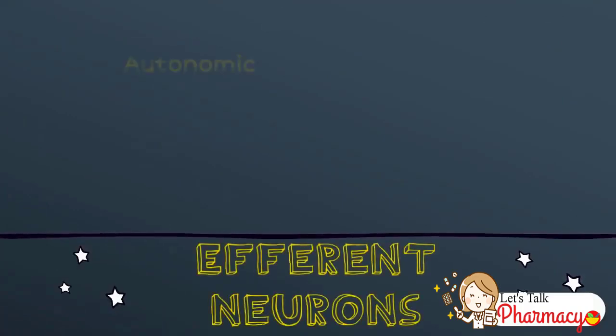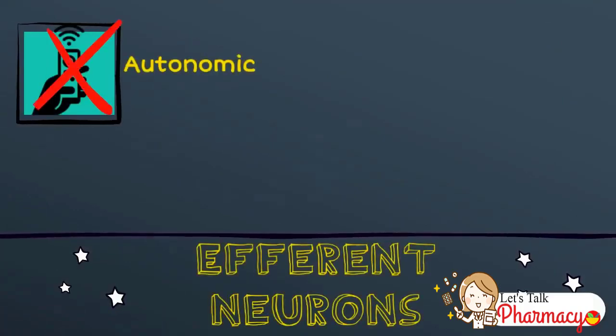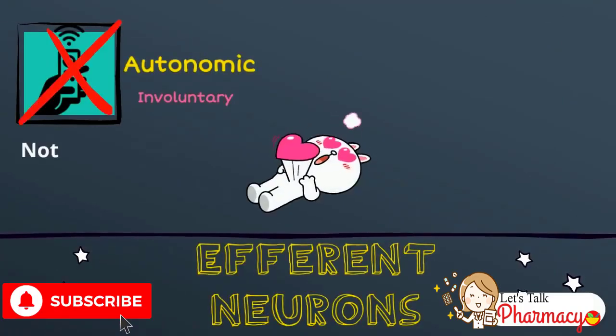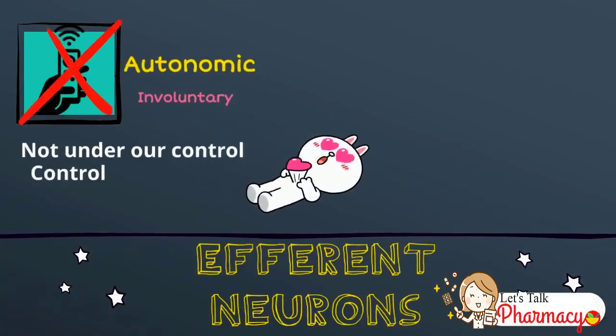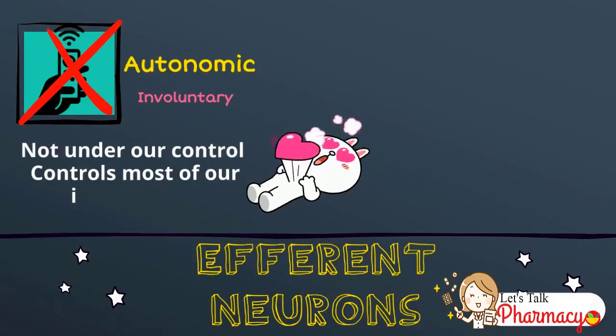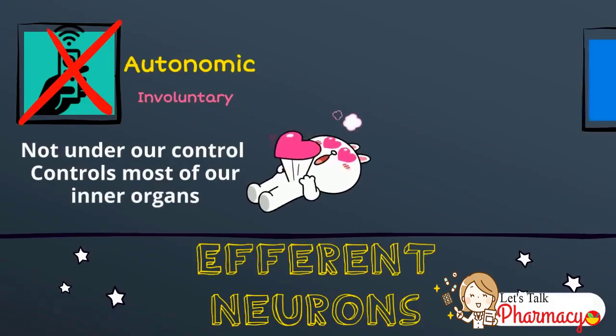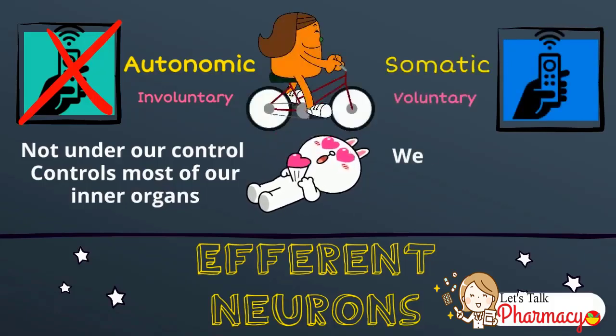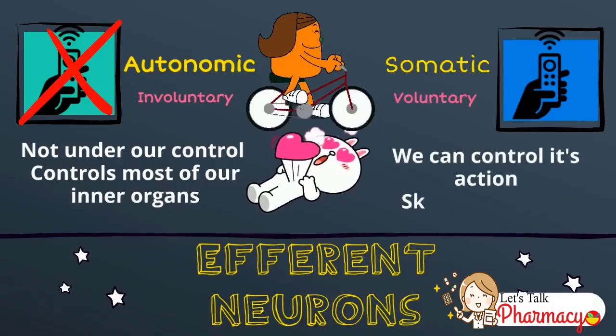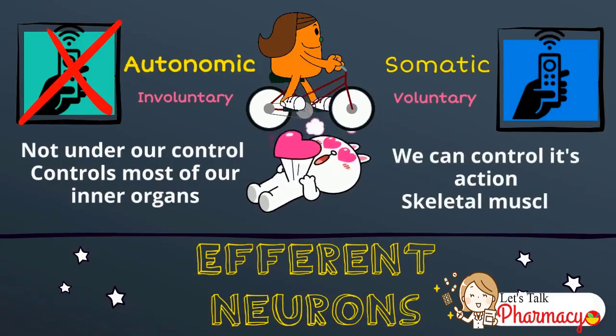Then we have to classify the efferent nerves to autonomic, which is involuntary, and not under our control. It influences most of the body organs, for example, we can't control our heartbeats. And somatic, which is completely voluntary, and under our control. It mainly affects skeletal muscles, and we usually use it in activities like walking, or cycling like this lovely girl.